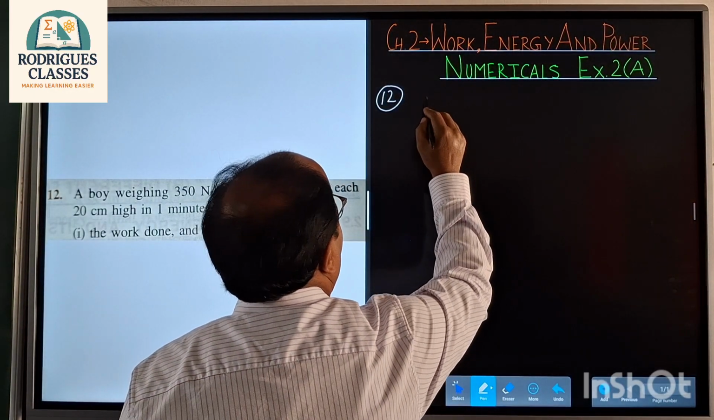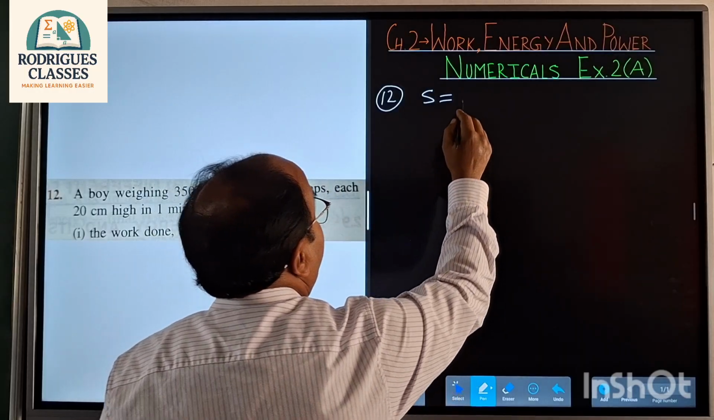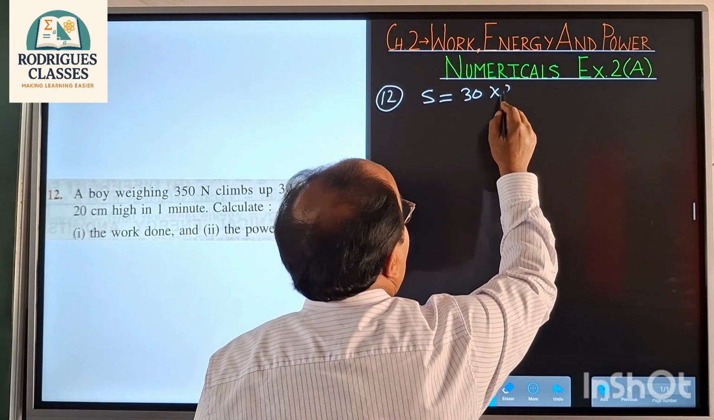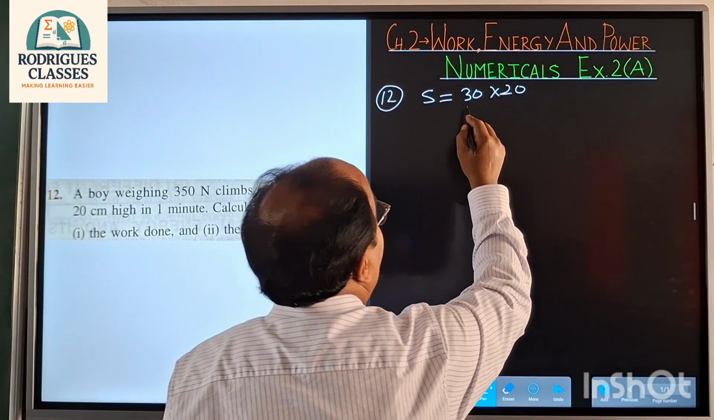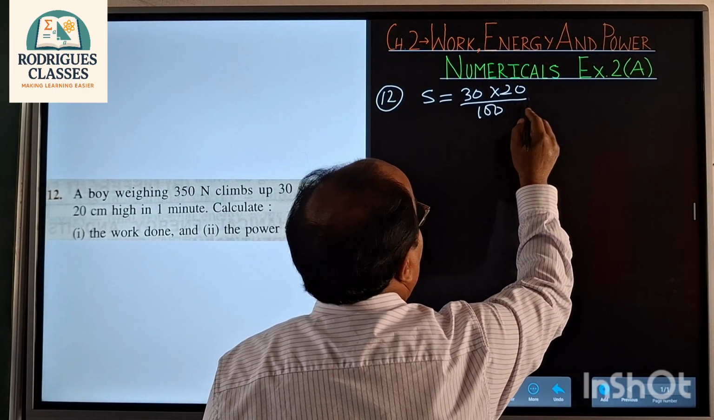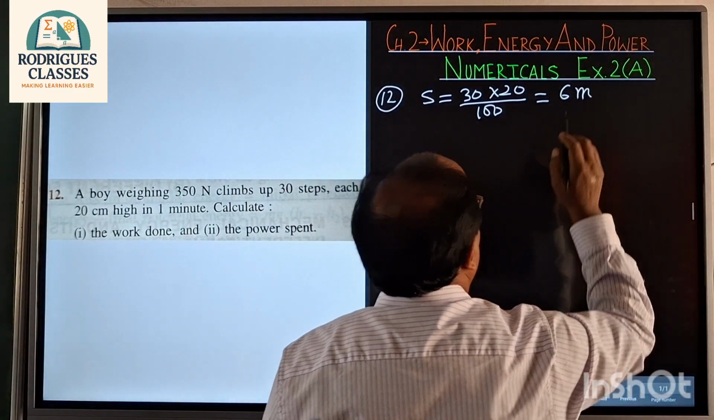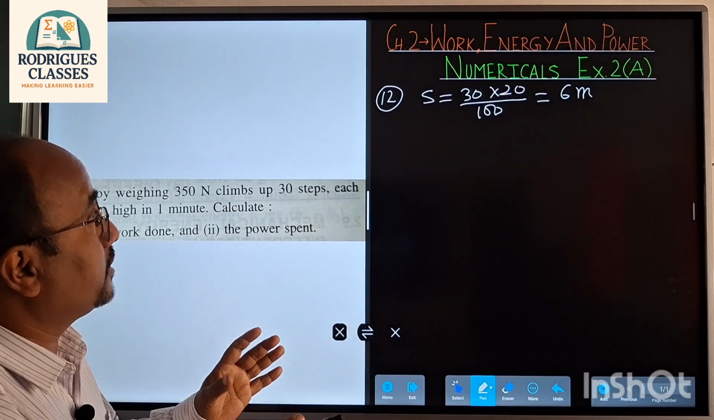That is the displacement which he is doing altogether. There are 30 steps, each has a height of 20 centimeter, so 30 into 20. This will give you the result in centimeter. I want to convert it into meter to keep it in SI unit. Dividing by 100, the two zeros get cancelled. You will get it as 6 meters. So the displacement here is 6 meters.